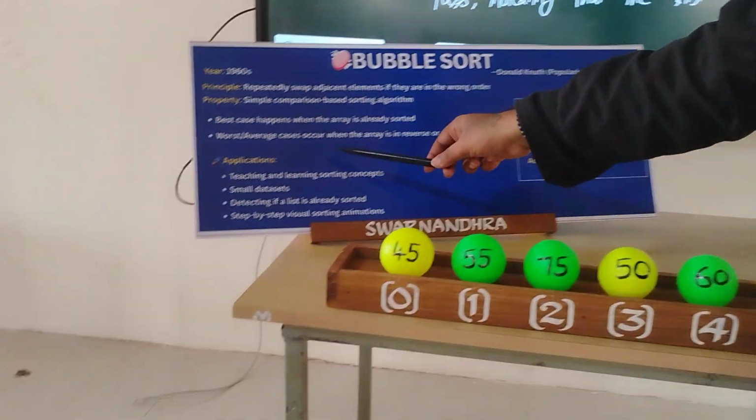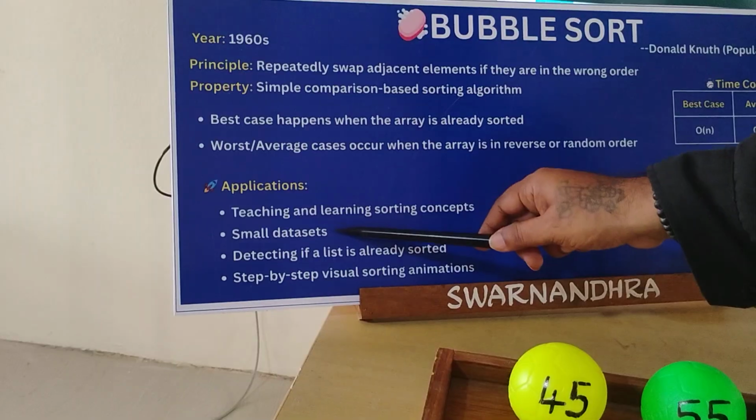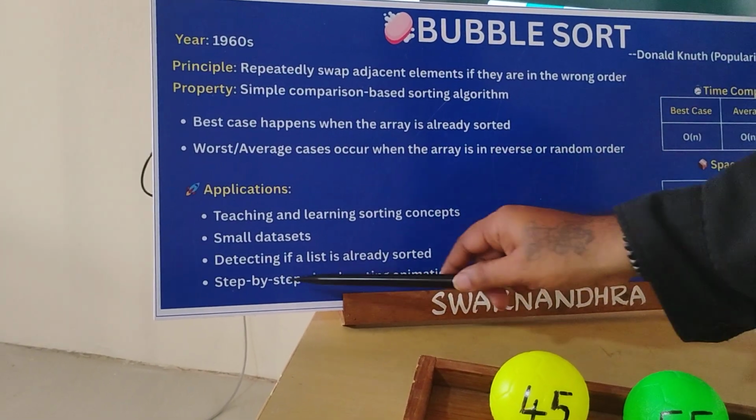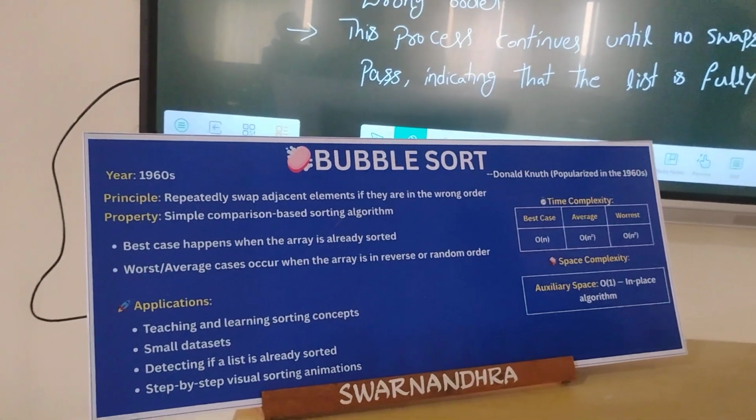The applications of bubble sort are teaching and learning sorting concepts, small data sets, detecting if a list is already sorted, and step-by-step visual sorting animations. These are the applications for bubble sort.